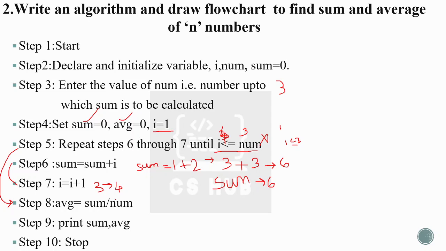Then we need to find the AVG, average. Average is equal to sum divided by num, and num is 3 and our sum here is 6. So AVG is equal to 6 by 3, which means 2. The next step is to print the sum and AVG. So it will print sum is equal to 6 and AVG is equal to 2, and stop.